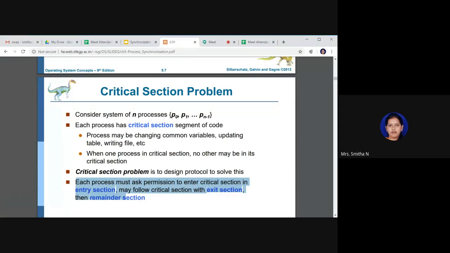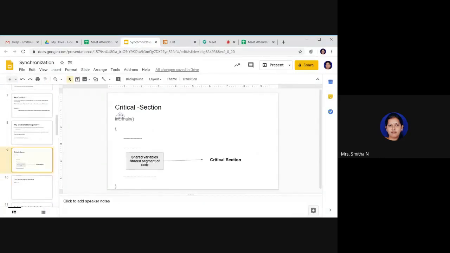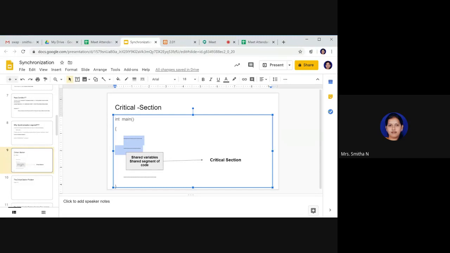We are going to divide our code into three parts or four parts, you can say. One is entry section, another one is critical section, third one is exit section, and fourth one is the reminder section. If you see my slide here, if you see this as one program, you can take all these dashed lines as reminder section. Reminder section means it is independent of other process.